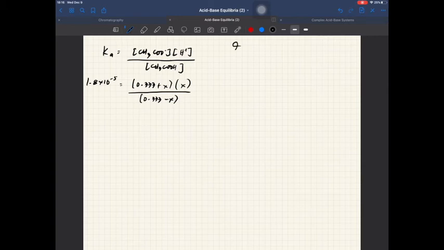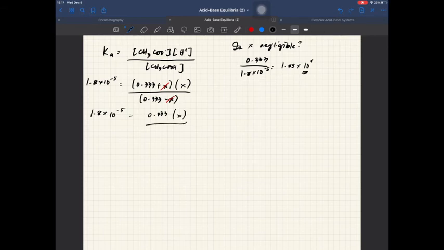So in order to make our lives easier, we can just decide whether or not x is negligible. So is x negligible? Okay, we have the initial concentration, which is 0.333, divided by the Ka value, and we get a value that is equal to 1.85 times 10 to the positive 4. Okay, so therefore x is negligible. So we can just cancel all these x's, and what we have here is 0.333 times x over 0.333. Now we can also cancel these two terms, and we get the value of x to be equal to 1.8 times 10 to the negative 5.